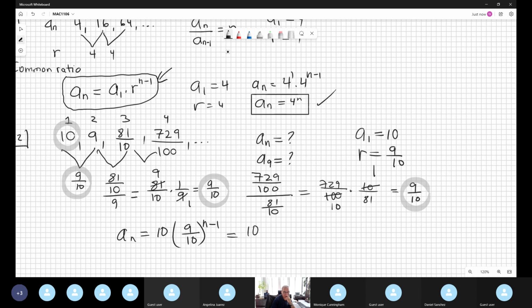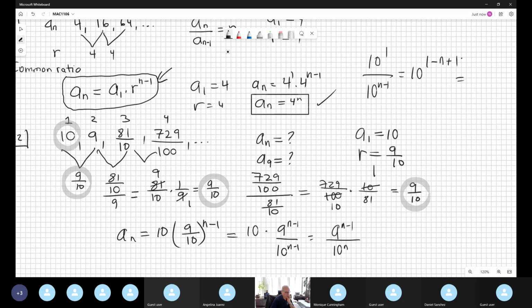Another possibility is 10 times 9 raised to the n minus 1 over 10 raised to the n minus 1. You split the exponent in two, and this is 10 to the n minus 1. You can simplify: this is 9 raised to the n minus 1, which stays the same, but this is 10 to the n, because you're subtracting the exponent. Let me try: 10 to the 1 divided by 10 to the n minus 1. You're subtracting the exponent. It's 10 to the 1 minus n plus 1, so you change the sign of this.